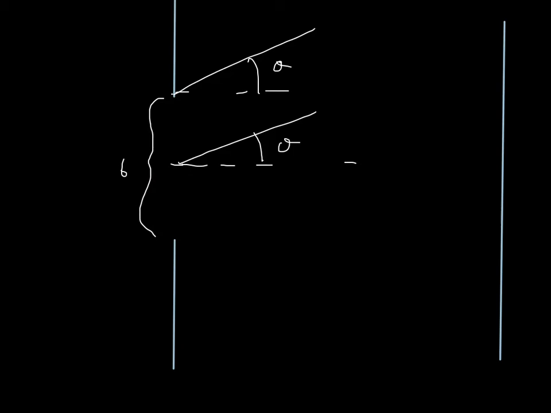So all I need to do is to find out the path difference between these two guys, and then I know the path difference between any two guys that are at the same distance. And all I need to do is then add them up all together. But I don't really care, because all I wanted to know is whether this is going to be a maximum or a minimum. So let's do this.